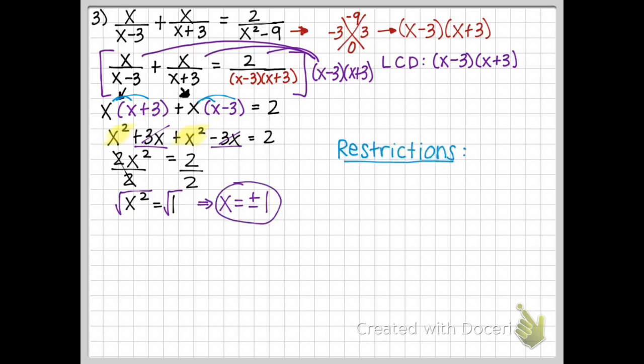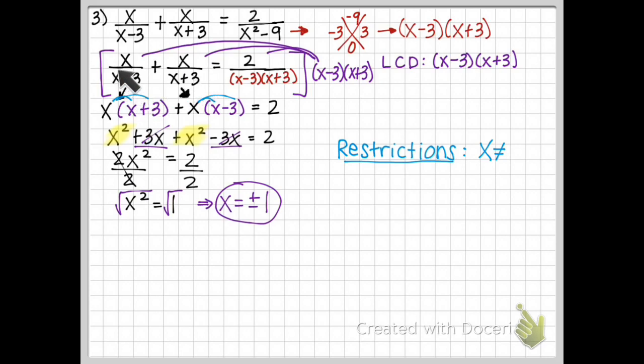Now, I didn't do this in the last problem, so forgive me for that. But restrictions, we have to mention the restrictions whenever we have a variable on the denominator. So do you see how there's an x minus 3 and an x plus 3, x minus 3, x plus 3? A restriction just tells you what x cannot equal. So what number would I plug into this to make it a 0? If I plugged in a -3 for x, negative 3 plus 3 is 0. We cannot have a 0 on the denominator, so x cannot equal negative 3.